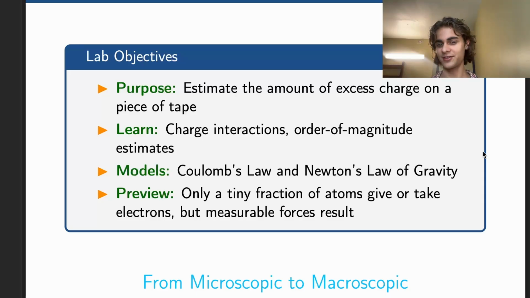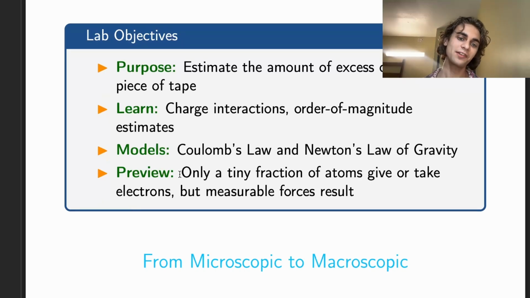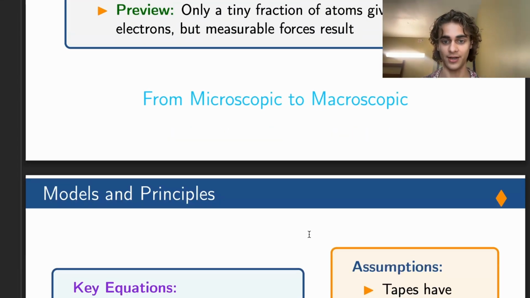Some of the physical models that we use to underlie all of this are the stuff we've learned in lecture, Coulomb's law, and older stuff like the law of gravity. And as a preview of our results, we learned that only a really small fraction of the atoms need to actually move electrons around to produce a force that's macroscopic that we can measure.